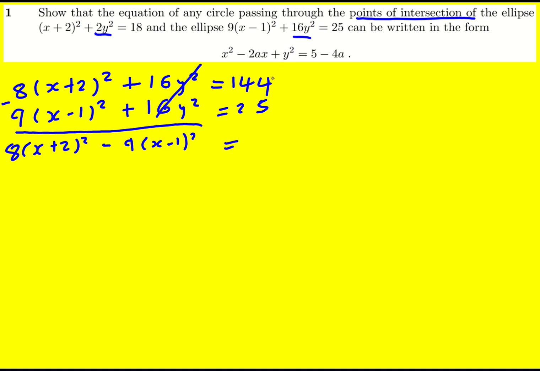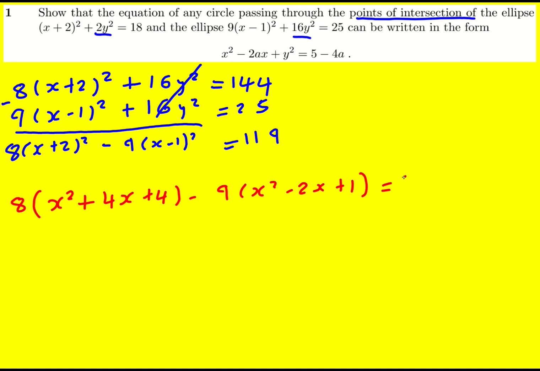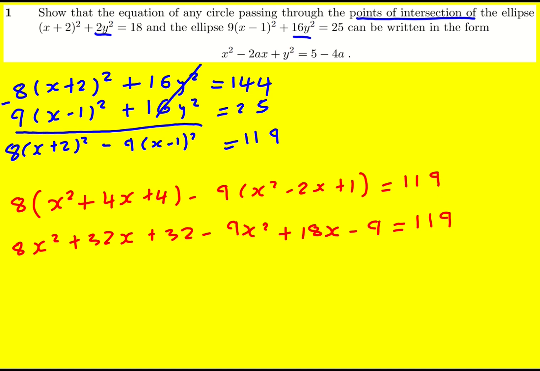These cancel, and we're going to be left with, if I do 44 minus 25, think about why I add on to 25 to get 44, it's going to be 19, so 119. Right, let's expand and simplify. So 8, okay, I'll just deal with the bracket first. You can try and do it all together, but it's better to be safe, I'd say. x squared plus 4x plus 4 minus 9, x squared minus 2x plus 1. That gives 8x squared plus 32x plus 32 minus 9x squared plus 18x minus 9 equals 119.